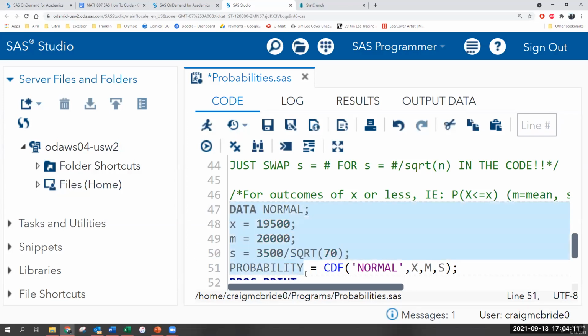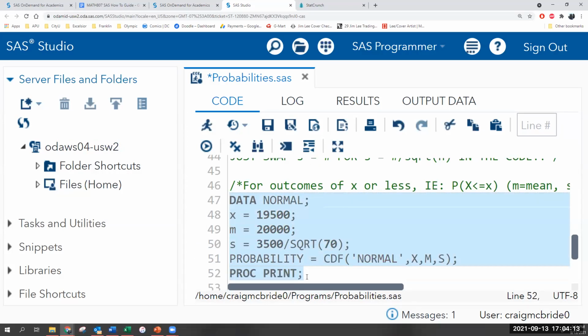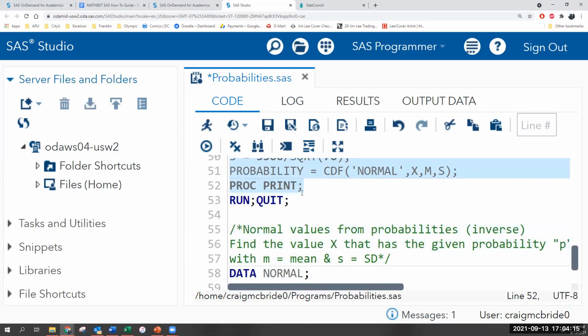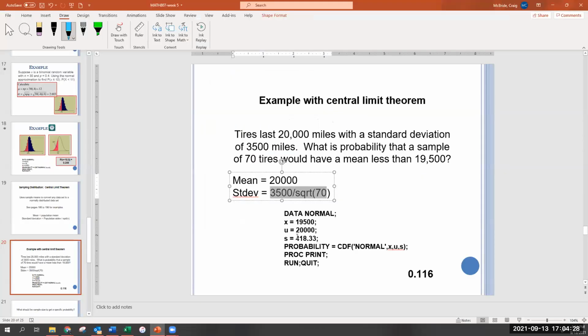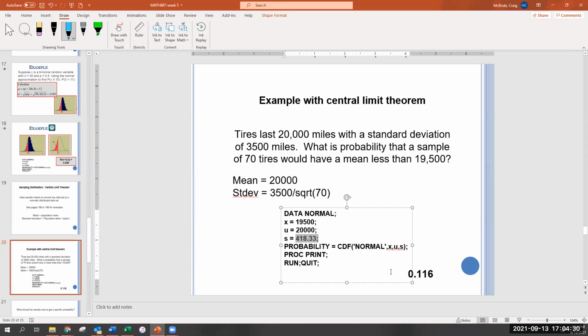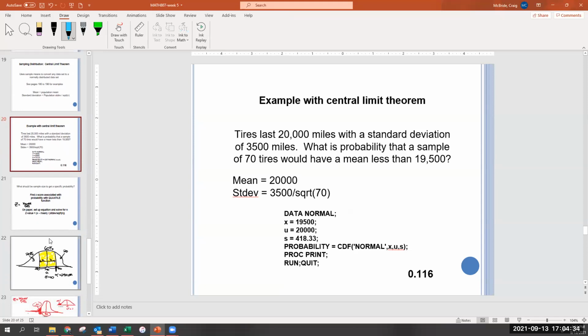And if I run this without having to put it in the calculator and get that 400 or whatever it was, run it, and there's the answer, 0.116. And look, there's my standard deviation of 418.33, and look what we had here, 418.33. It does the math for you. So it's pretty cool that you don't even have to slam that into a calculator.